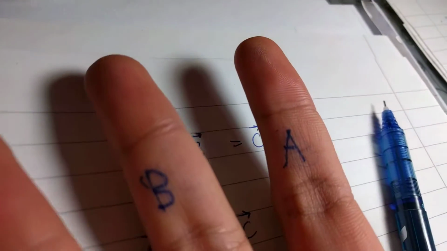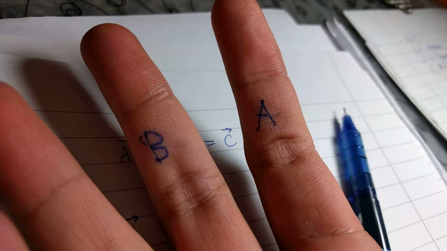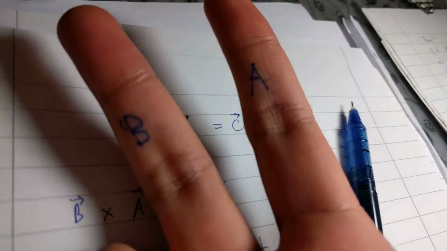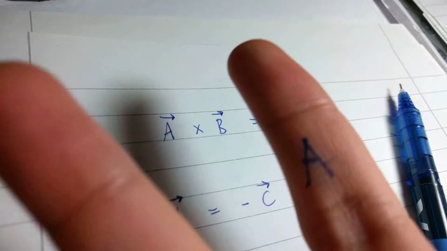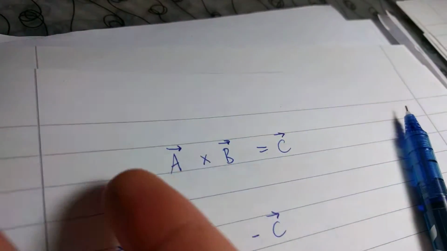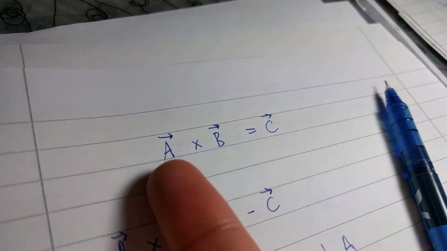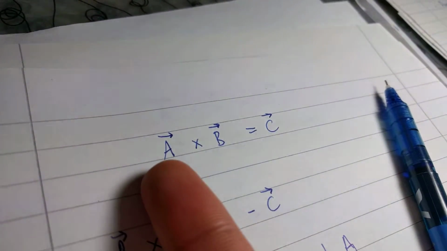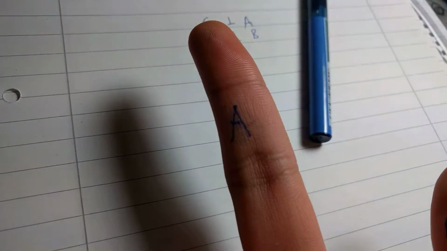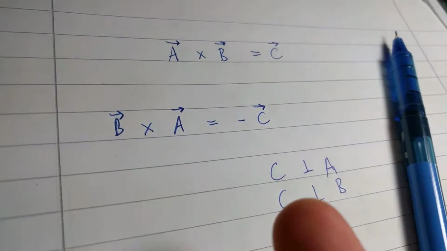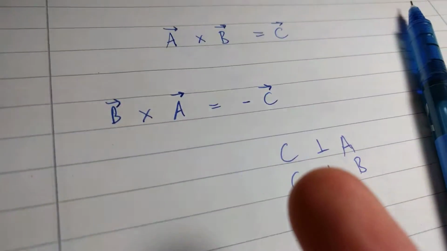You use your right hand, your index finger, your middle finger, and your thumb. And here I've labeled the positions of the vectors in this equation that correspond to the fingers here. So the first vector in the equation corresponds to this finger, the index finger. And this is important because the order the vectors are crossed changes the direction of the resultant vector.